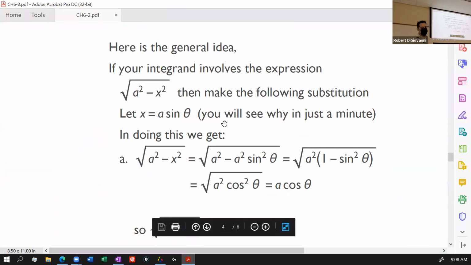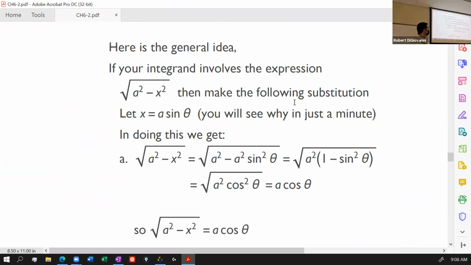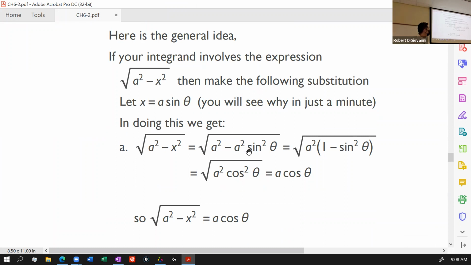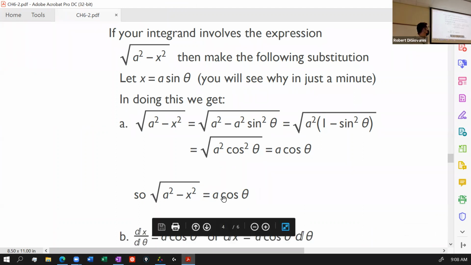Okay, so in the notes, what I do is I kind of summarize this idea. I say, look, if we have a squared minus x squared underneath the square root, then we make the following substitution: x is equal to a sine theta, right? If we do the algebra, it's going to turn out to a cosine theta, right? That's what we just did. So that square root thing turns into this.